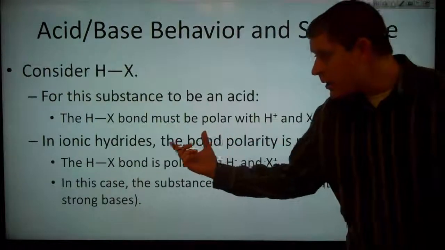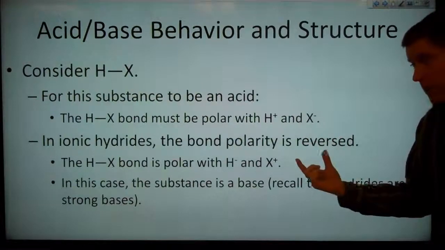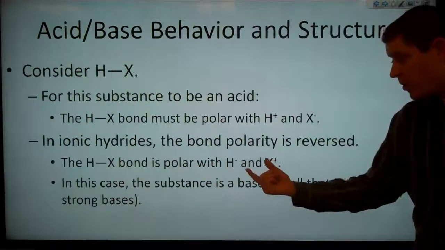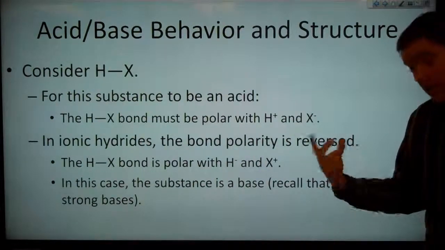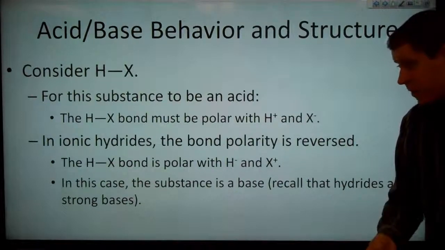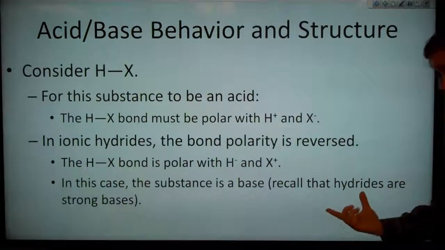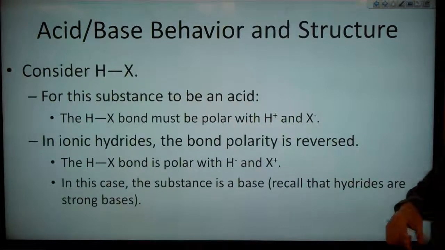So in something like an ionic hydride, that bond polarity is reversed. So our HX bond is polar with our hydrogen having a partial negative charge, and our X having a partial positive charge. In this case, our substance is going to act as a base. Remember that hydrides are strong bases here.